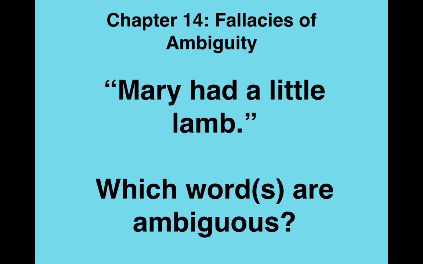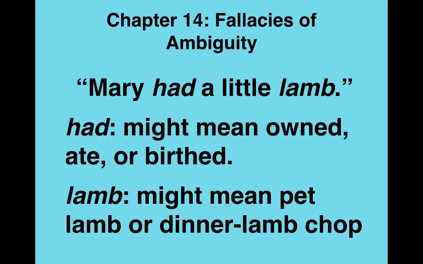For example, a simple sentence like Mary had a little lamb may seem obvious and unambiguous, but actually it does have ambiguous language. There are two words that are ambiguous in this sentence. Had is ambiguous because had might mean owned, it might mean ate, it might mean gave birth to. So whether Mary owned a little lamb or ate a little lamb or birthed a little lamb is something that we want to disambiguate to understand the meaning of.